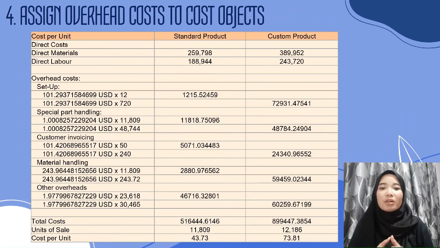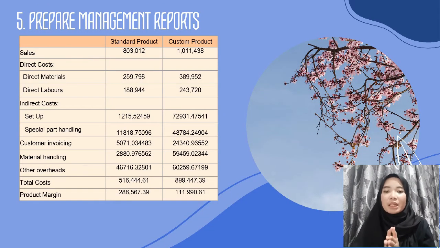So, this table shows how Shangri-La Hotels Malaysia assigns its overhead cost to cost objects. After summing up the direct costs, which are direct material and direct labor, and the overhead costs, we can get the total cost for both standard and custom products. To get cost per unit, we need to divide the total cost by units produced or sold. The last step is prepare management reports. After subtracting the total cost from the total sales, we can get the product margin. So these are the 5 steps to implement activity-based costing in the hospitality industry.